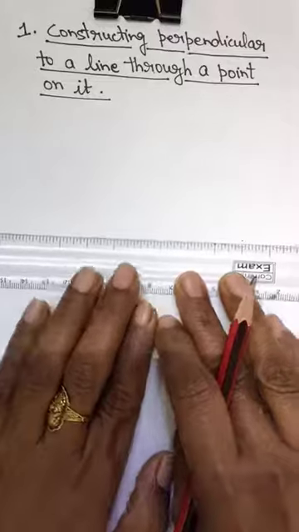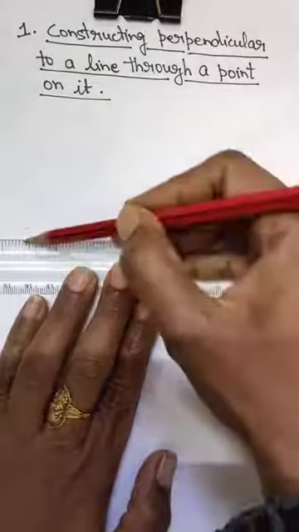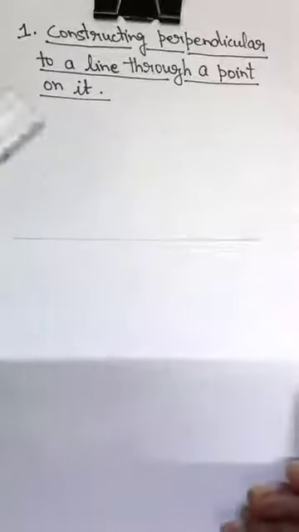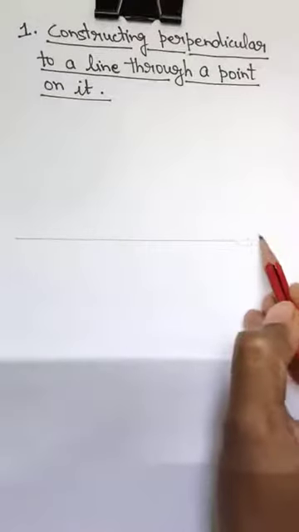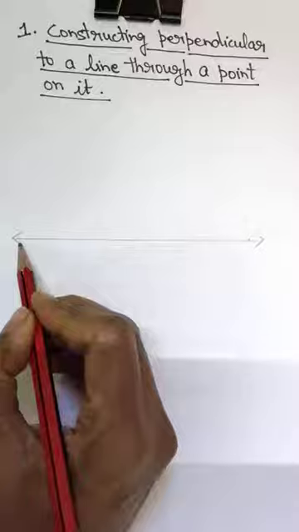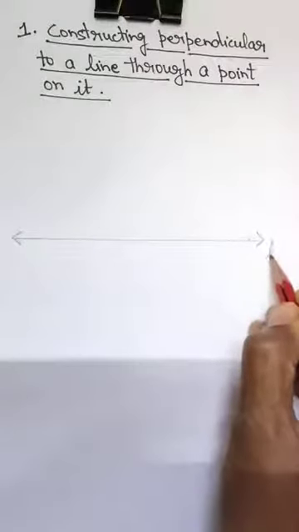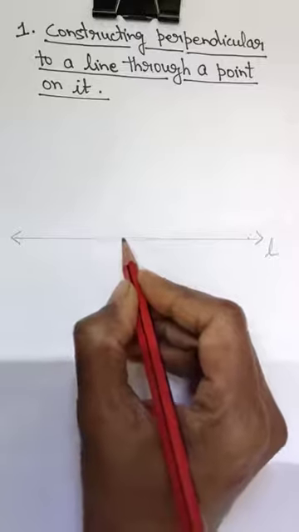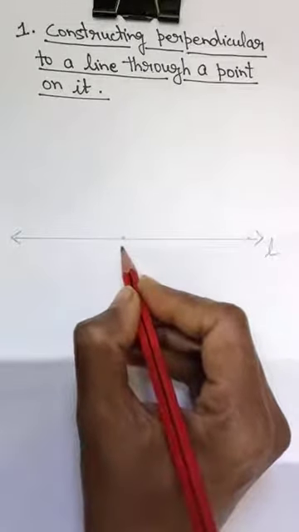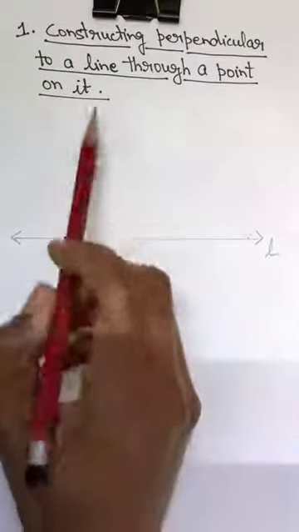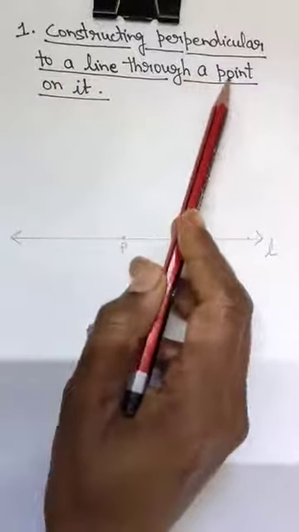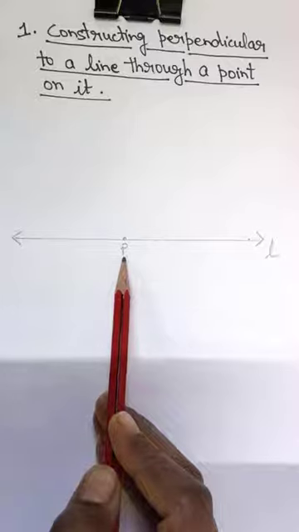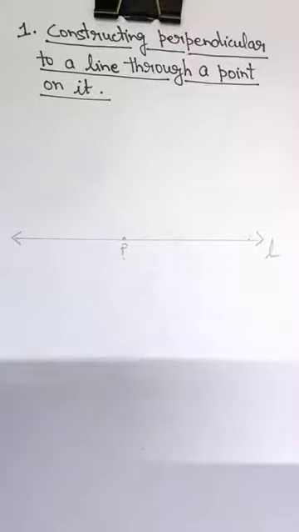So here I am drawing a line L. Mark a point P on it. Because the point is given on the line. It is there in the question: a line through a point on it. So this point is on the line. Mark a point P on it.